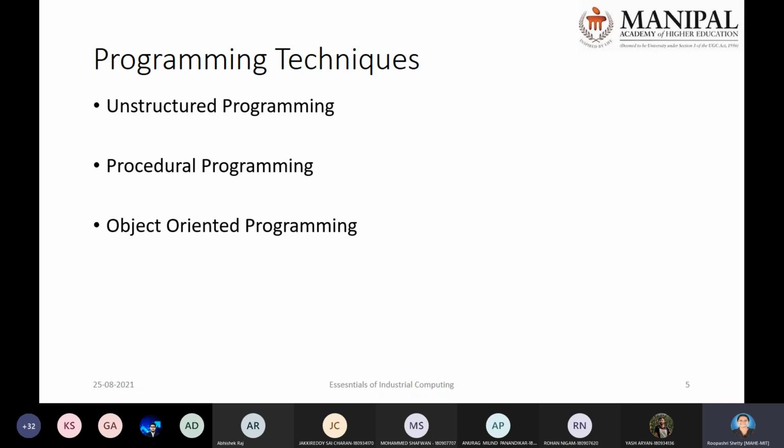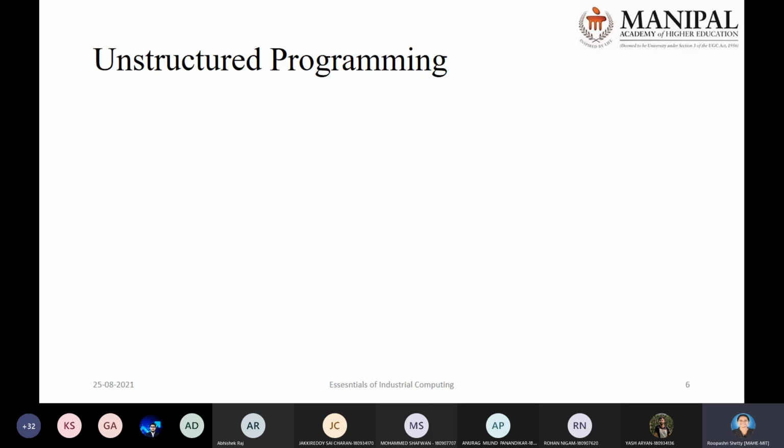Then what do you mean by unstructured programming? Have you come across any unstructured programming? What exactly is this unstructured programming? The name itself says it is unstructured. It is not at all structured. I can give an example. How many of you know the meaning of assembly language programming?